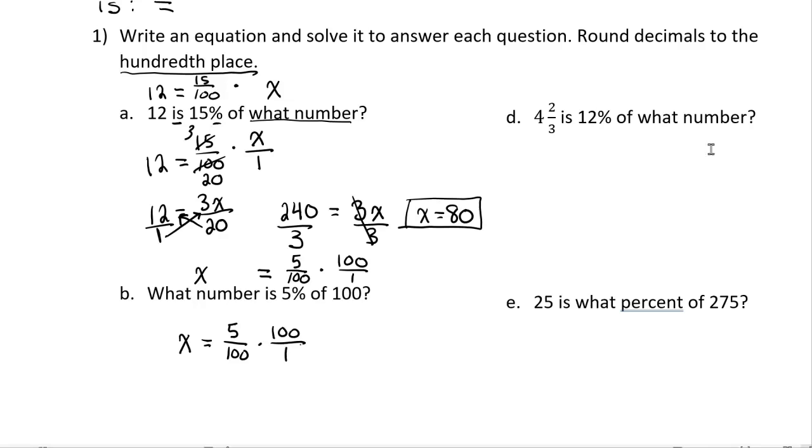Now notice, because of the order of everything, the variable's already by itself. So I just need to get everything fully simplified and I will have my answer. I'm multiplying, so I'm looking to see things I can cancel, and I notice those hundreds go away. So I'm left with x is 5.